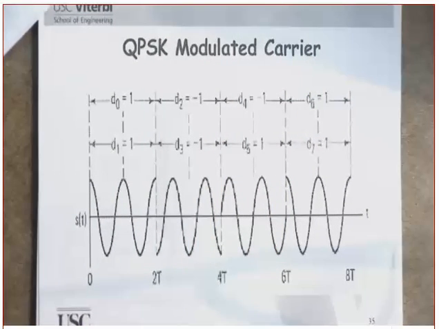This is how the modulated carrier looks like. Modulated carrier means what? This is what is actually being transmitted. Clear? How many phases do we have? 4 phases.